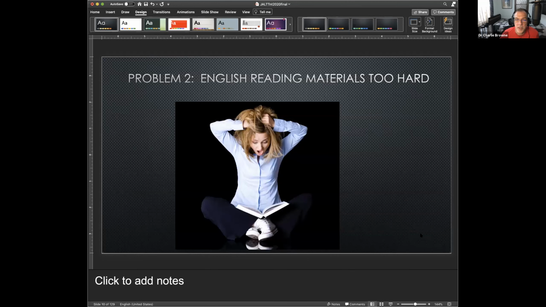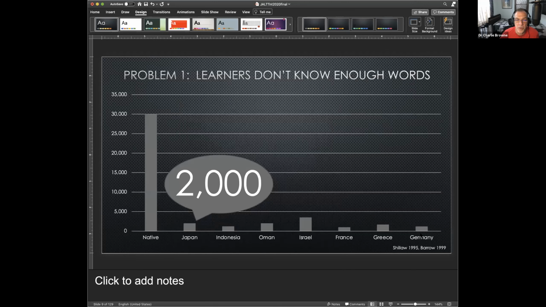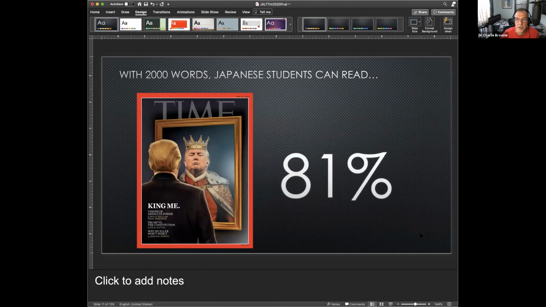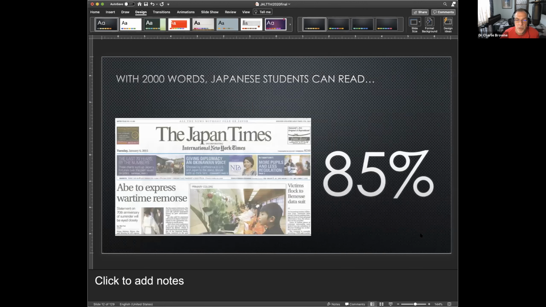The other problem is that the English reading materials are far too difficult. So if we say 2,000 words, we've got these 2,000 words that Japanese college students know. With 2,000 words, if you try and read Time magazine, you would get about 80% coverage. So it sounds pretty high. It's only 2,000 out of 600,000 words. If you know the 2,000 most high frequency words, you get about 81% coverage for Time magazine. If you go to a newspaper like the Japan Times, you actually get higher coverage. You get about 85% because newspapers tend to use easier English than magazines like Time magazine. Time tends to be a little bit difficult.